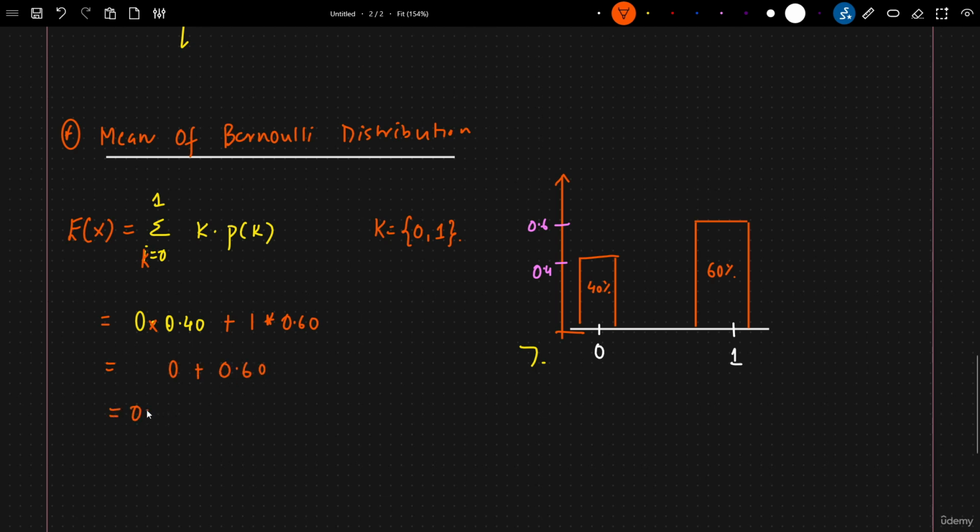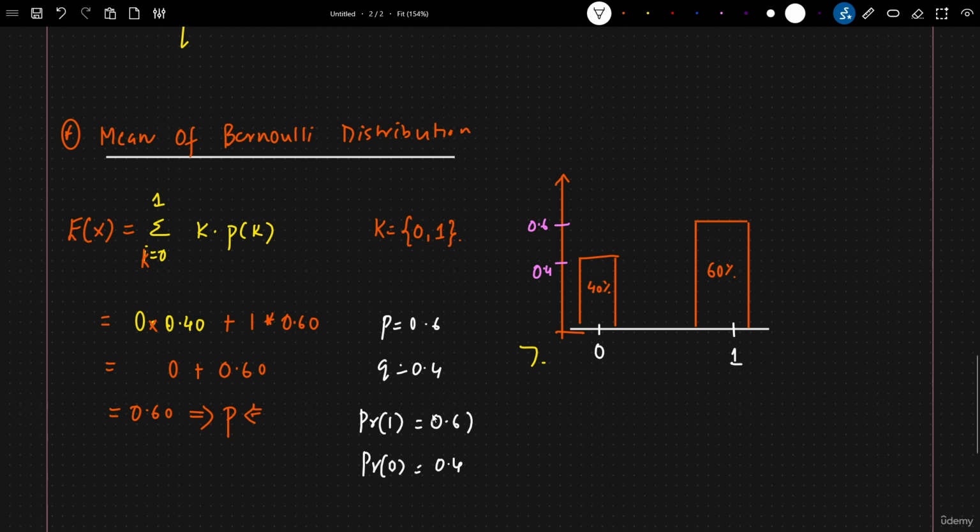Now when I am getting 0.60, what exactly is this? This is nothing but my p value itself, my probability of 1, which is equal to p. What is p over here? p is 0.6 and q is 0.4. That is what we are calculating. When we say p is equal to 0.6, it means the probability of 1 is 0.6 and the probability of 0 is 0.4.